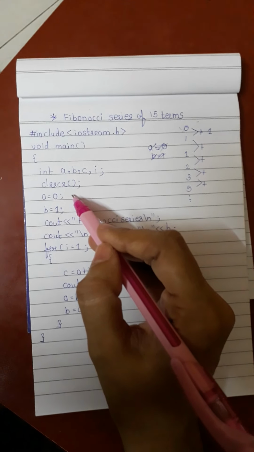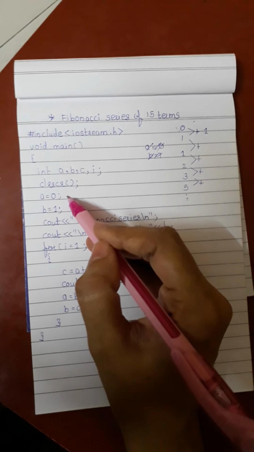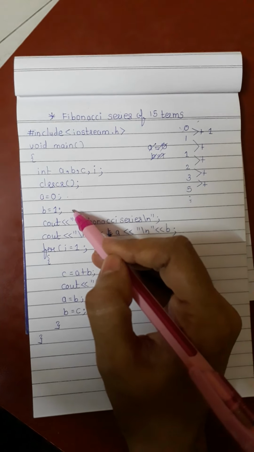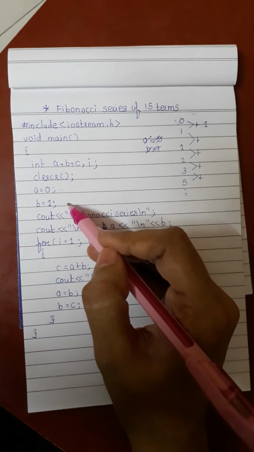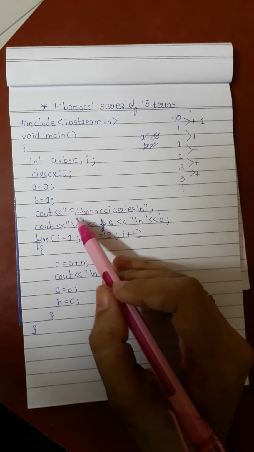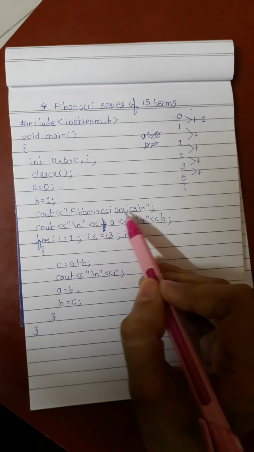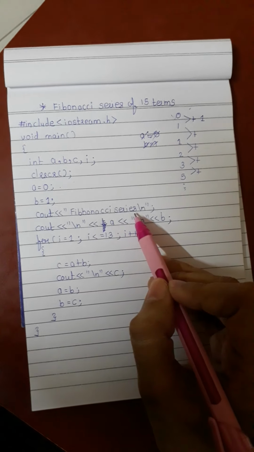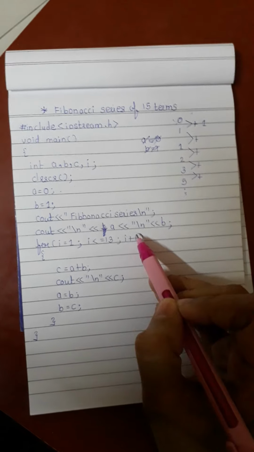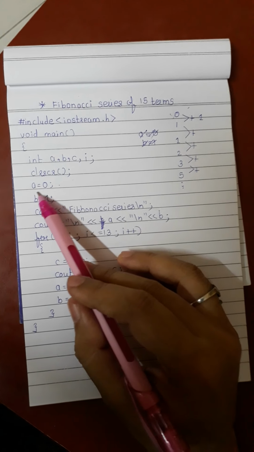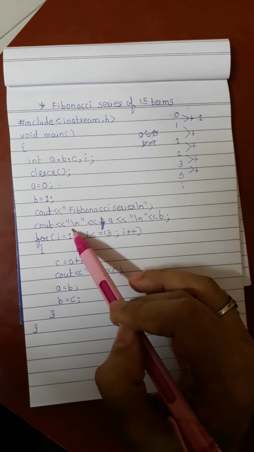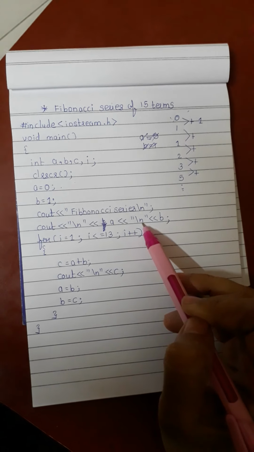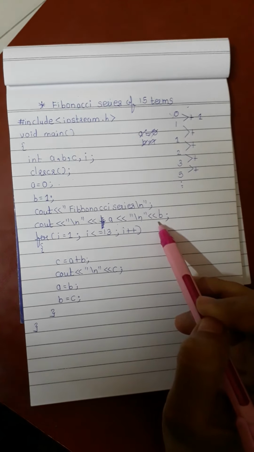So a is equal to 0, means I have initialized one of the variables to 0, and the second variable b I have initialized to 1. After that I have just displayed the message, that is Fibonacci series. So the first message of your output will be Fibonacci series. Then on a new line the elements which we have initialized, that is a and b, will get displayed because we have written cout. So on a separate line 0 and 1 will get displayed because we have displayed the a and b values.